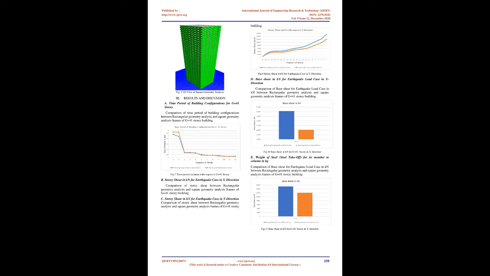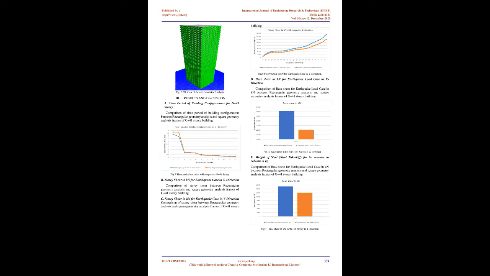D. Seismic data required for rectangular and square geometry analysis. Table number 3. Seismic data required for rectangular and square geometry analysis. E. Wind data required for rectangular and square geometry analysis. 3. Results and discussion. A.